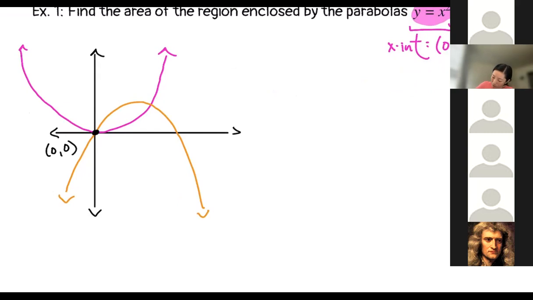My question to you is, how do we find that second intersection point? We know that one of those intersection points is 0, 0. How in the world do we find where that second intersection point is?